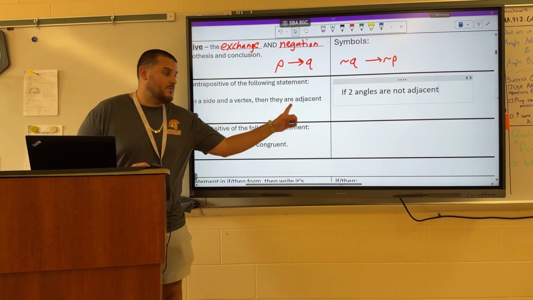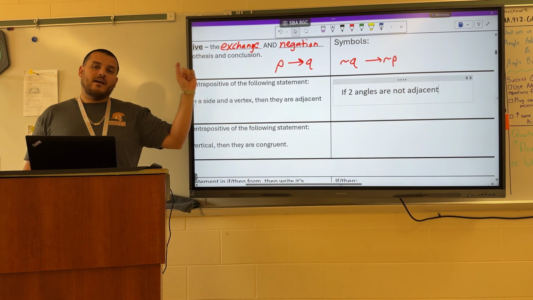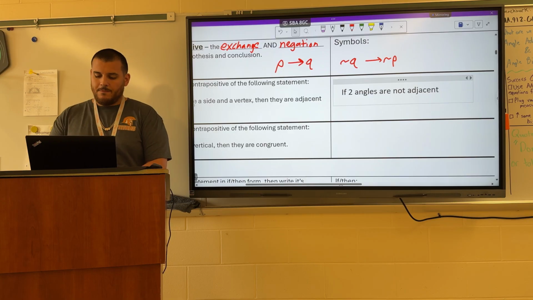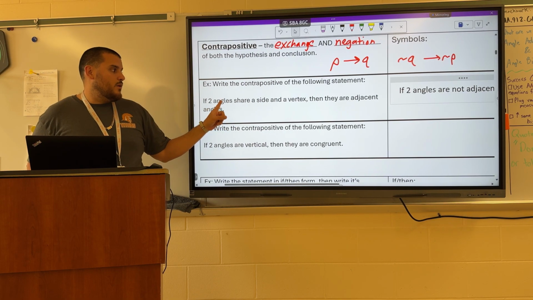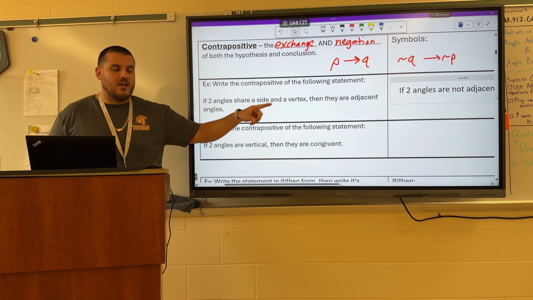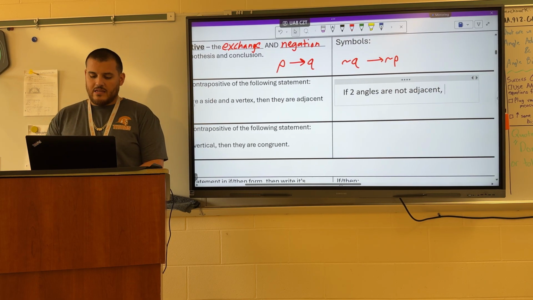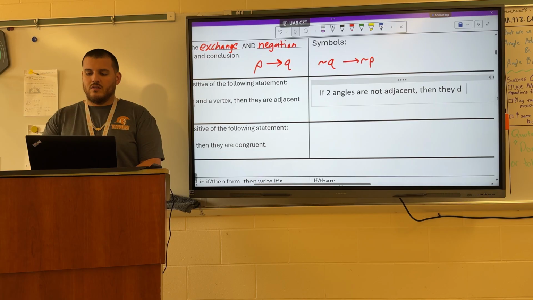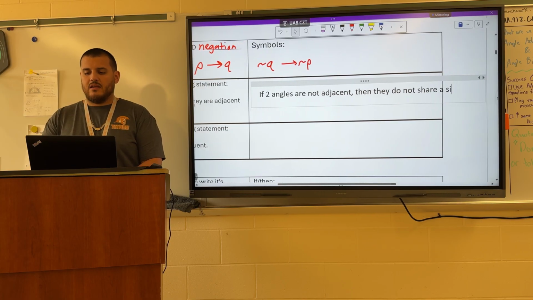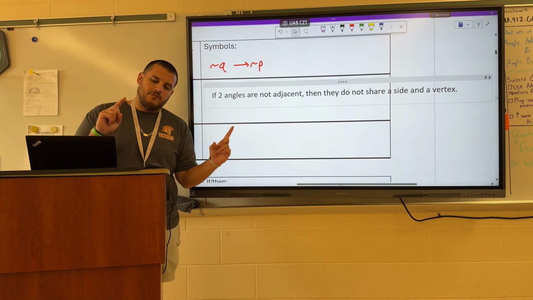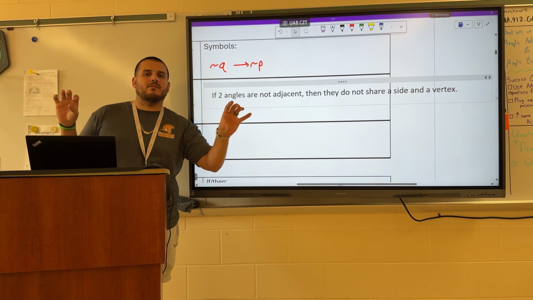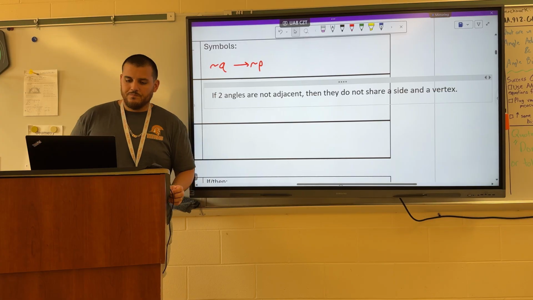So again, that means I flipped my conclusion to the front and I've negated it, said the opposite. Then our hypothesis would switch places in the back. We would say that they do not share a side and a vertex. That's negating this. Then they do not share a side and a vertex. So again, contrapositive, flipping and opposites, flipping and negating.